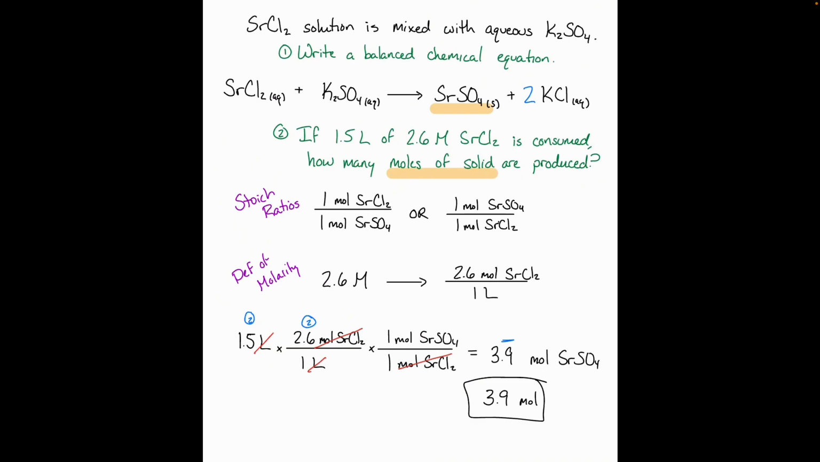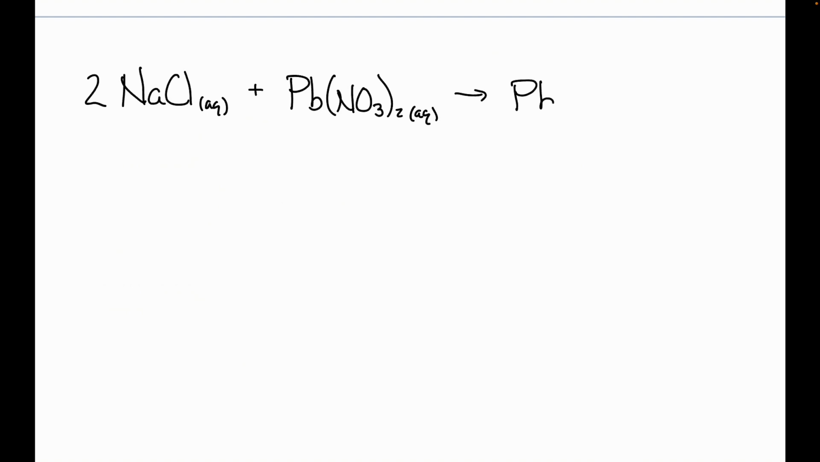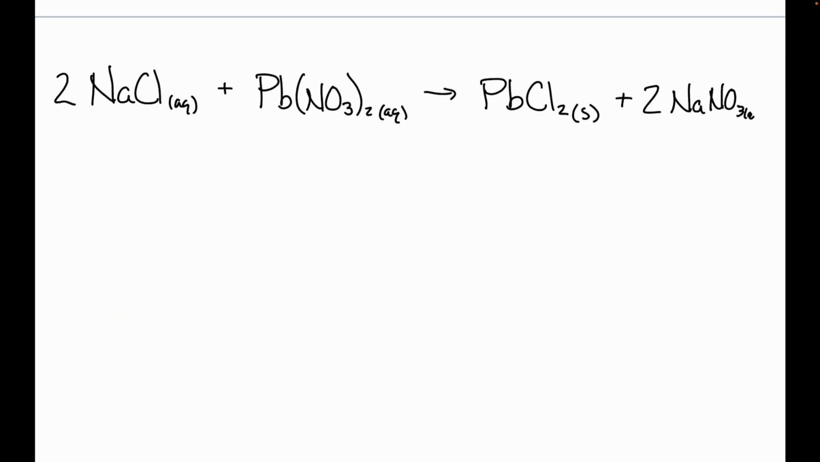All right. For the sake of time, I'm going to give you another balanced chemical equation here, and you're going to do another solution stoichiometry problem for me. All right. So if you mix sodium chloride with lead nitrate, you'll get solid lead chloride and aqueous sodium nitrate. Okay, so here's a balanced chemical equation. For the sake of time, I balanced it.